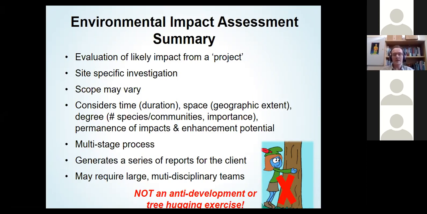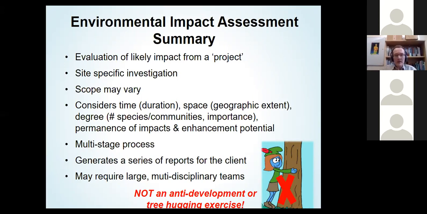However, if it's a development of a road, then you're no longer talking about displacement of large amounts of earth, but rather you're talking about soil sealing and noise pollution and infrastructure impacts. So the scope is also going to be site-specific and project-specific.